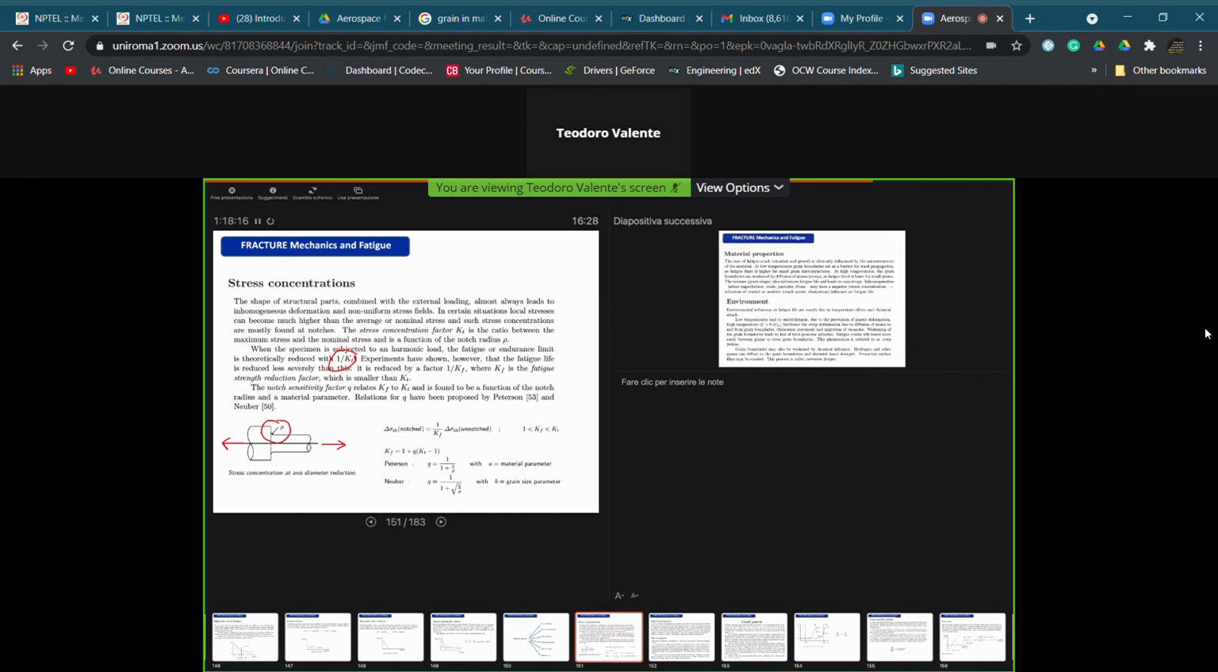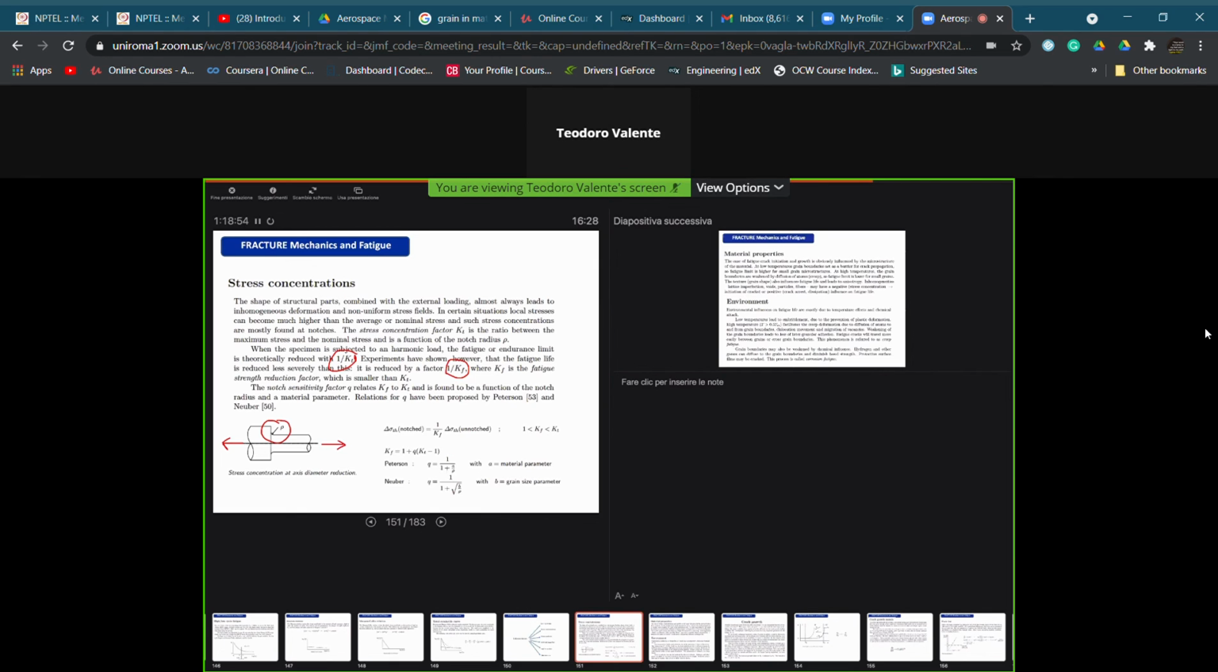The experiments in these terms have evidenced that the fatigue life is reduced a little bit less than this prevision. It is reduced by a factor 1 divided by Kf, where Kf is the fatigue strength reduction factor, which is smaller than Kt. So Kt is possible to be calculated. Kf, which is the real reduction in fatigue life, is a little bit smaller than Kt.